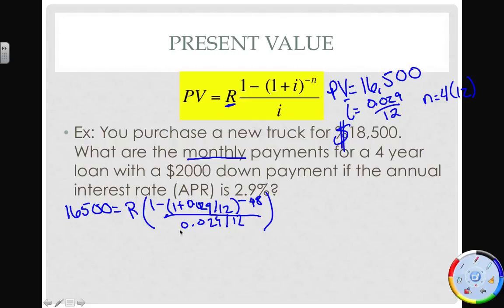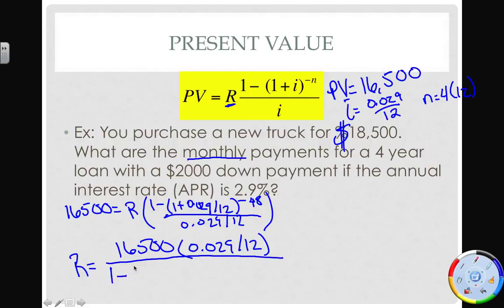Notice that this is a fraction right here next to the R, which means I can multiply both sides by the reciprocal, which means R is going to equal 16,500 times 0.029 divided by 12, which is the denominator here, all over 1 minus 1 plus 0.029 divided by 12 to the negative 48. And look at that. Now it's just something we can plug into the calculator. There's not even any logarithms to deal with here, luckily for some of you.